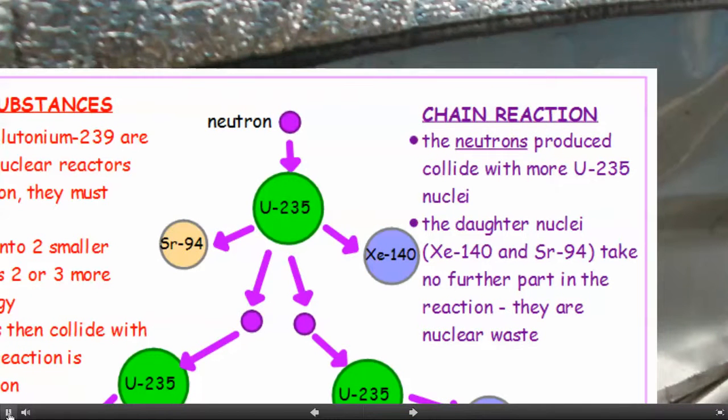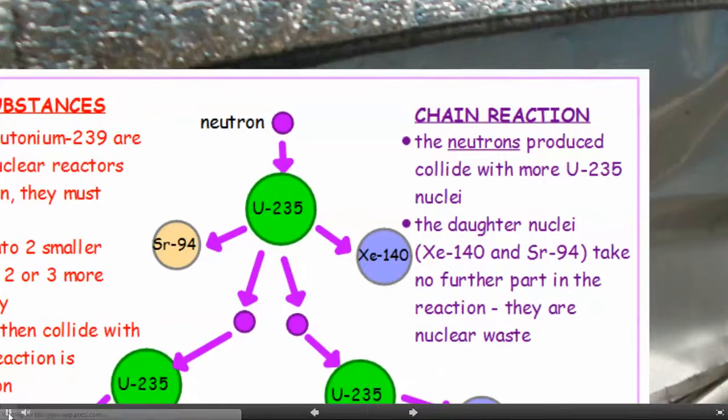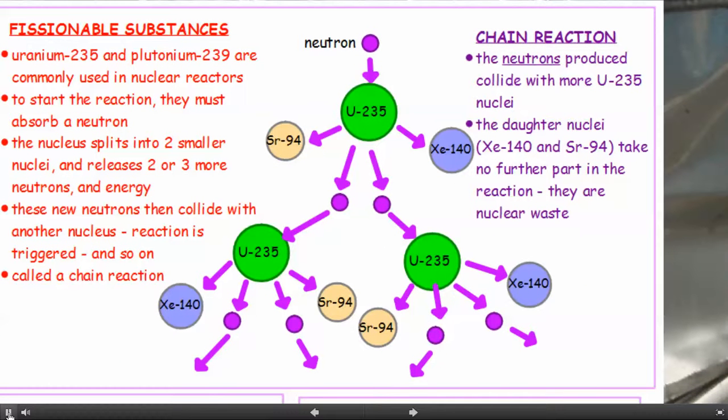So this diagram shows the chain reaction. Now, in this, the neutrons that are produced collide with more uranium-235 nuclei, and the daughter nuclei, xenon-140 and strontium-94, take no further part in the reaction. These become nuclear waste. So you can see that each neutron which is emitted from a decaying nucleus then collides with other U-235 particles and causes a reaction in them.